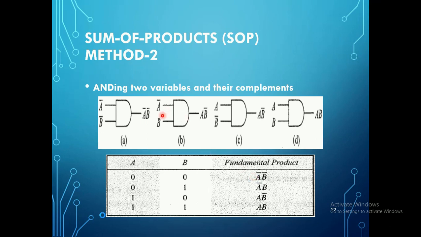And the next gate has input 0 and 1. So here we have taken A bar and B as the input to the AND gate, and the output comes in this form, A bar B. Same thing we have written in the table. Next gate, A B bar is the output you have. Next, the fourth gate has A B as the output.